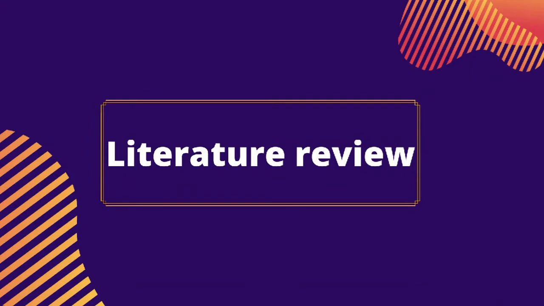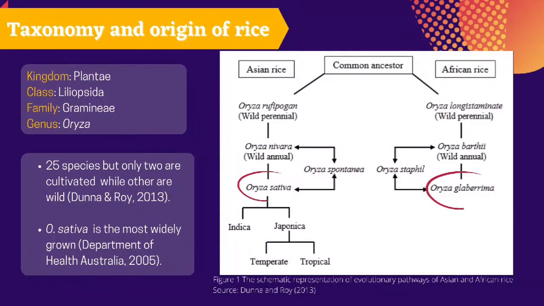Moving on to the next part, literature review. The taxonomy of rice started with kingdom of Plantae, class of Liliopsida, family of Graminae, and genus of Oryza. According to Dunia and Roy, there are 35 species, but only 2 species are cultivated while others remain as wild. Among the 2 cultivated species, Oryza sativa is the most widely grown according to the Department of Health Australia.